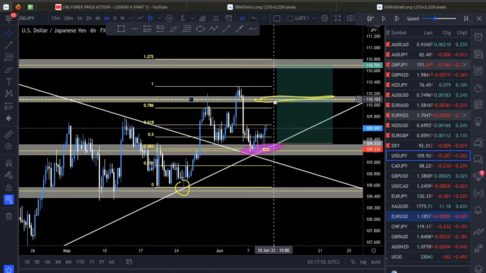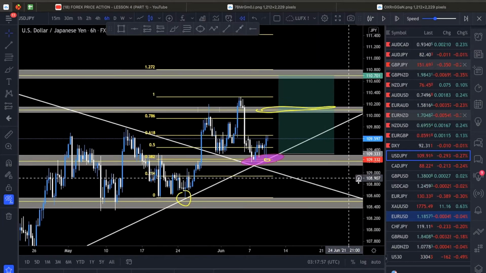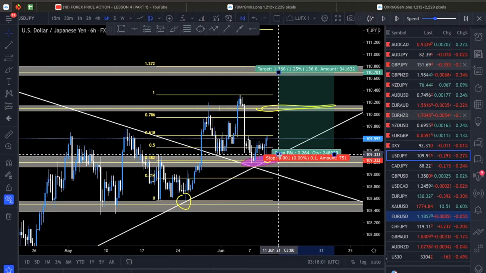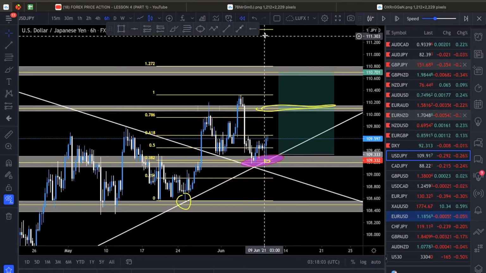So if price were to come up here, I would take partials, and if price were to come down here and hit this, I wouldn't lose any money, right? It would just take me out at break even, so it would be no money lost. So that's why I would go break even.